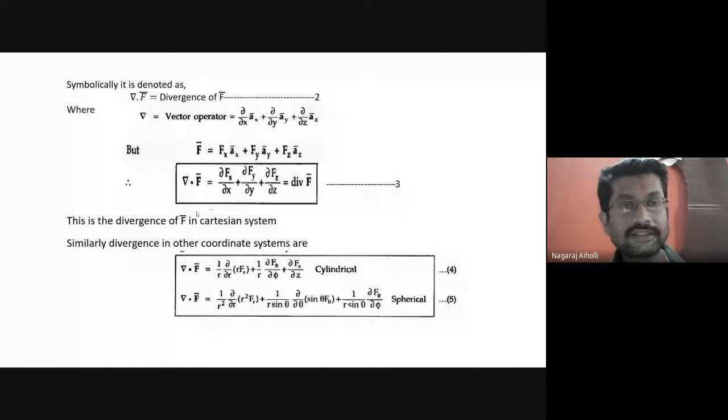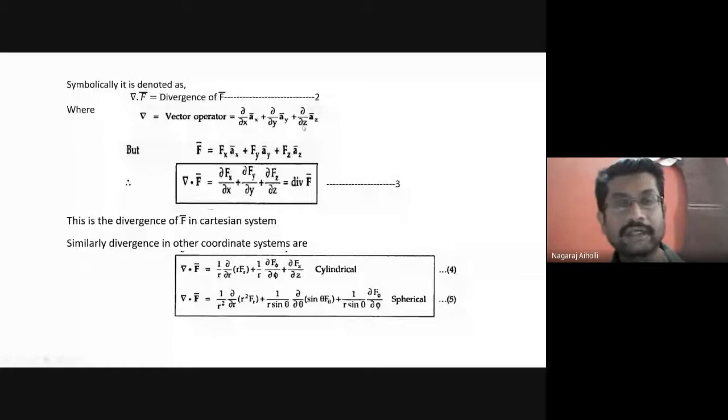Then this divergence of F bar, or the divergence of the vector field F bar, is written as divergence of F bar. This operator, this inverted triangle, is called the del operator. It is also called the vector operator. The del operator is given by dou ax bar by dou x plus dou ay bar by dou y plus dou az bar by dou z.